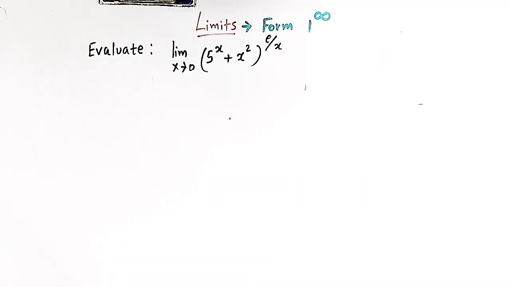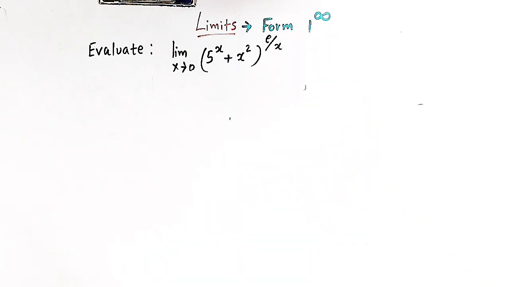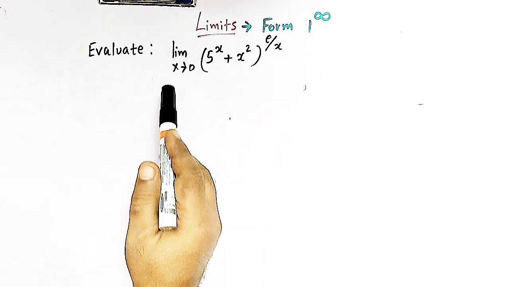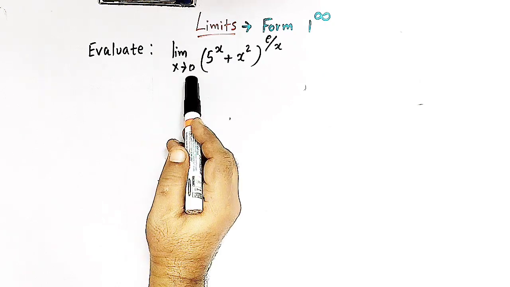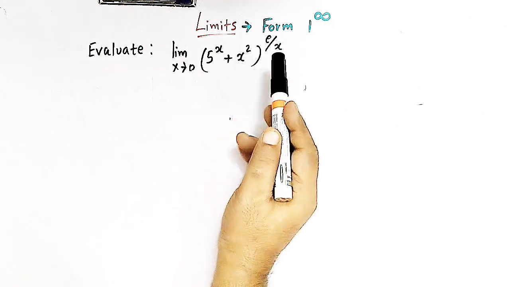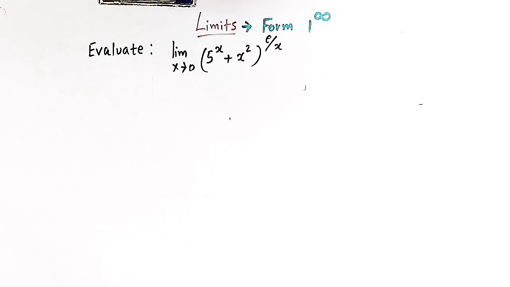Hello viewers, in today's session we are going to discuss another important problem from limits of this form, that is 1 raised to infinity, right? So viewers, we have already discussed these type of limits in our earlier videos, and in this video we are going to solve this problem where we have to find out the value of this limit, that is limit x tends to 0, and here we have (5 raised to x plus x square) raised to e over x, where e is the famous exponential number.